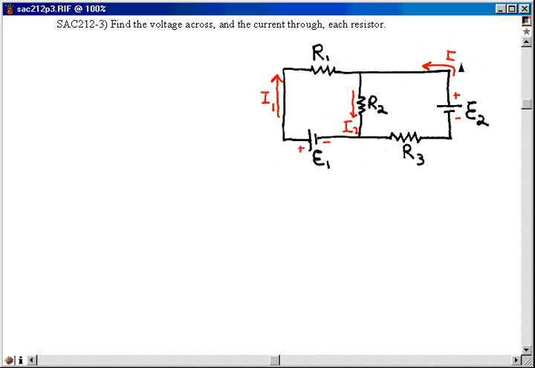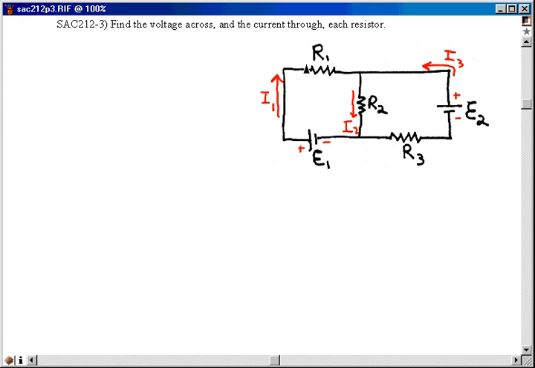We'll call that I3 since it goes through R3. So you've got two currents coming into this junction that join together, form I2, and then they come out here. I3 goes out, I1 comes back out there.